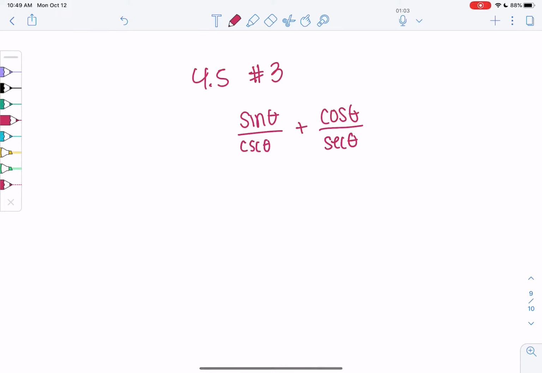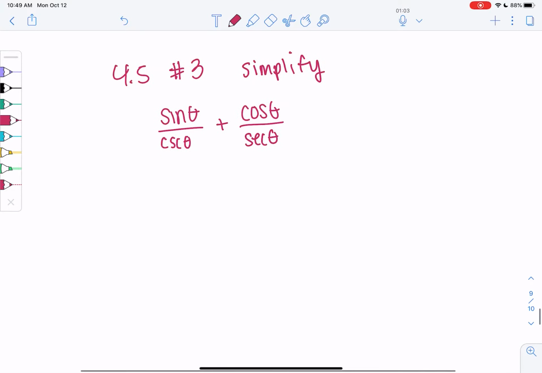So we want to simplify number 3 in 4, 5. Sine theta over cosecant theta, cosine theta over secant theta. So for me, I really want to get rid of the cosecant and the secant first. They're kind of annoying to me.